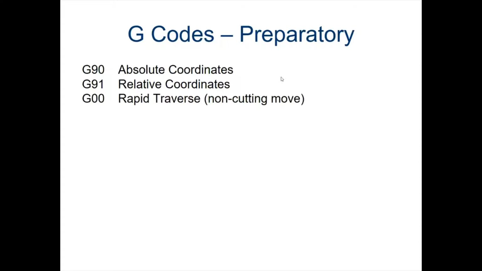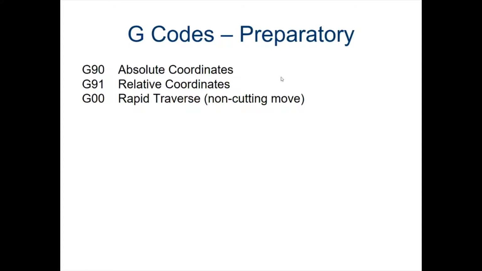All right, so other codes that you have, these are movement codes. We have one that's G00. That is a rapid traverse. That is basically what you're going to use when you want to move the spindle head around, but you're not actually going to cut anything. You just want to get it in position.